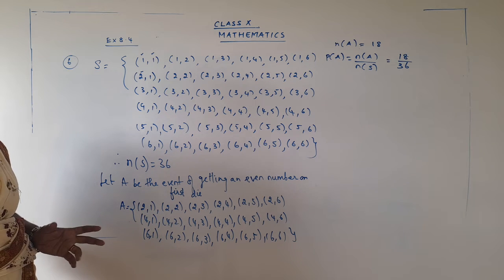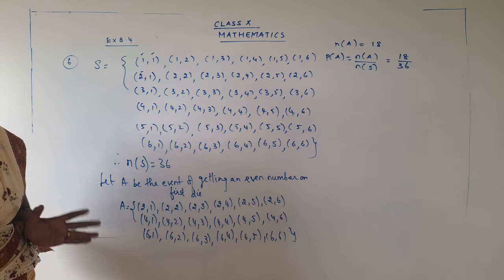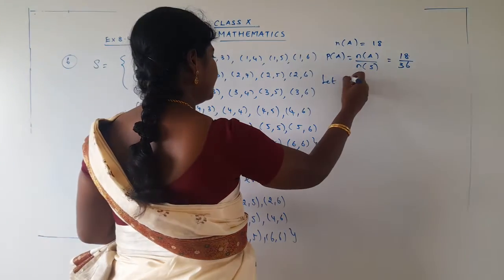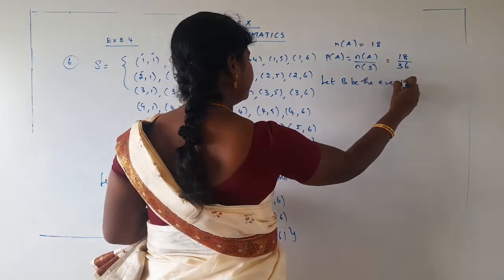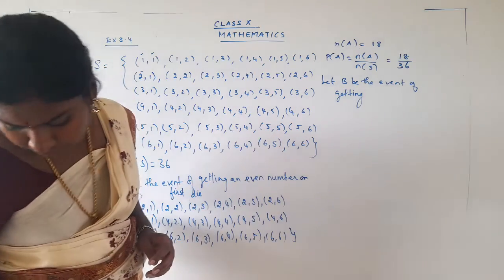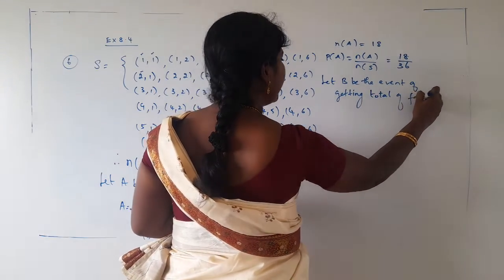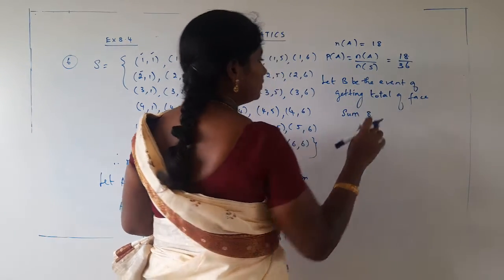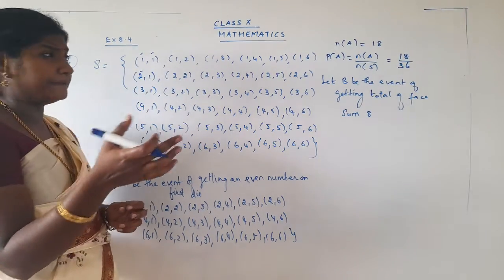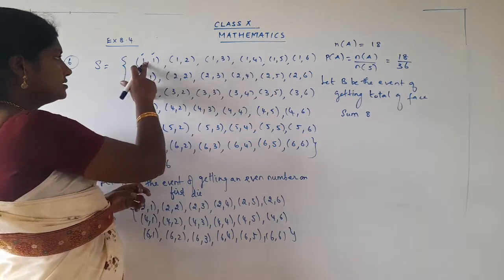Now let's go for the next part, the next event. The face sum should be 8. Let B be the event of getting a total of face sum 8. Total of face sum 8 means if I add the two faces, these are the outcomes, if I add the two outcomes, I should get the answer as 8. That will give me 8.